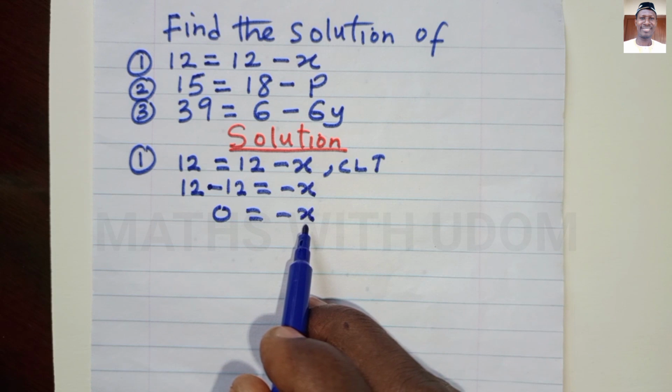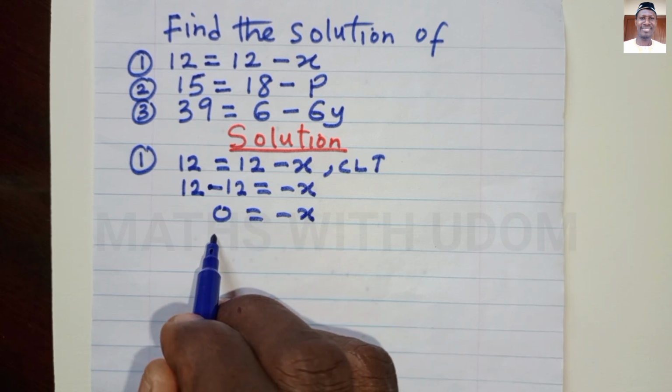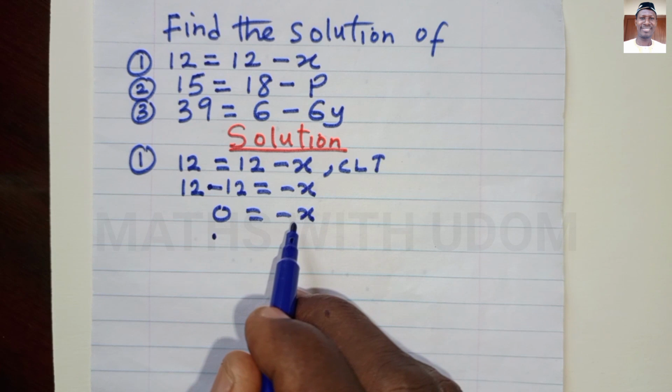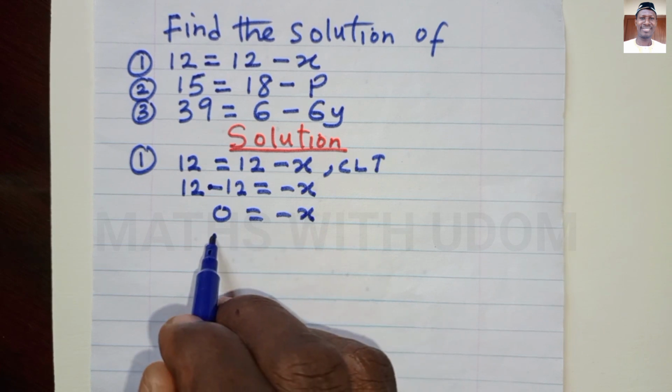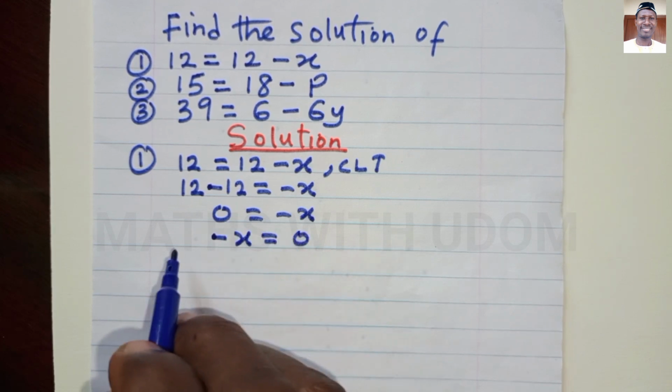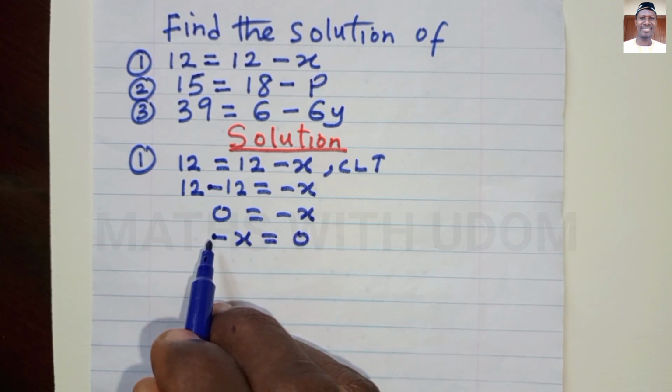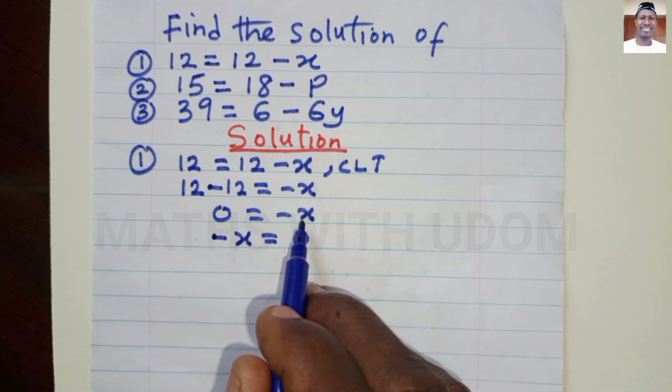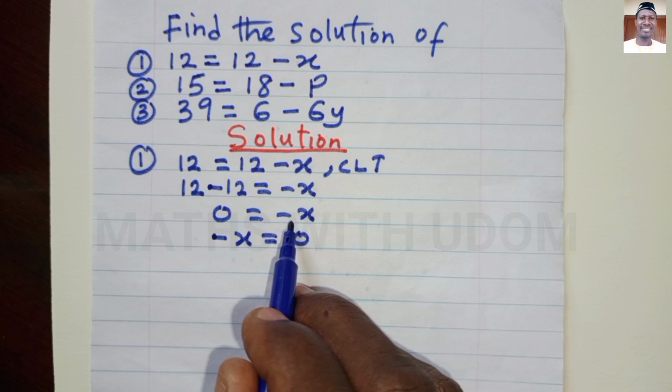So from here, I can rearrange, taking minus x to this side and taking 0 to this side. So we have minus x coming to this side, equals 0 coming to this side. Actually, what I did there was swapping. When you swap, the sign remains the same.